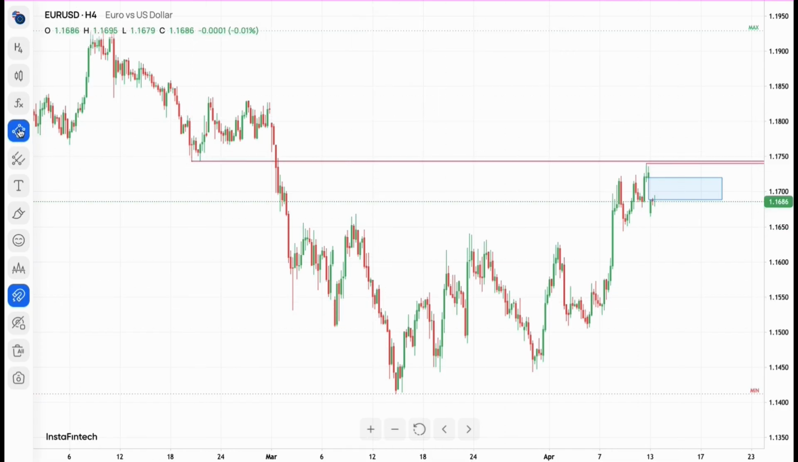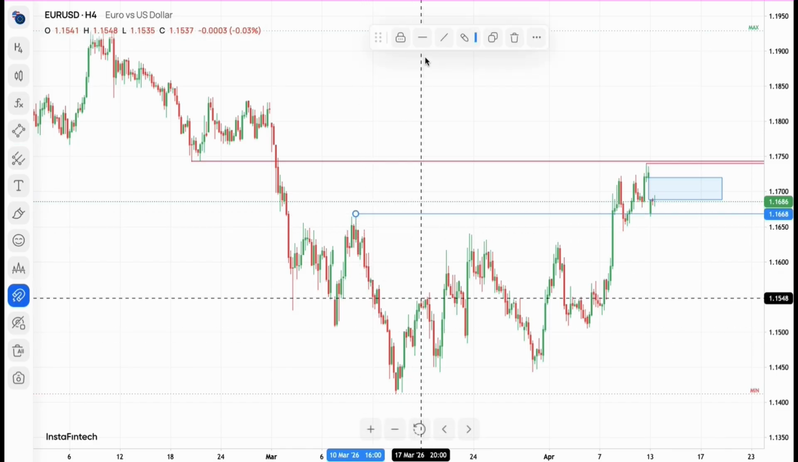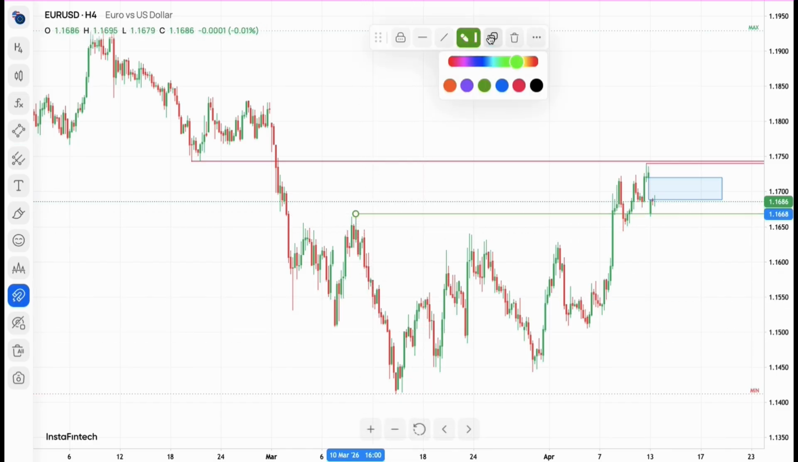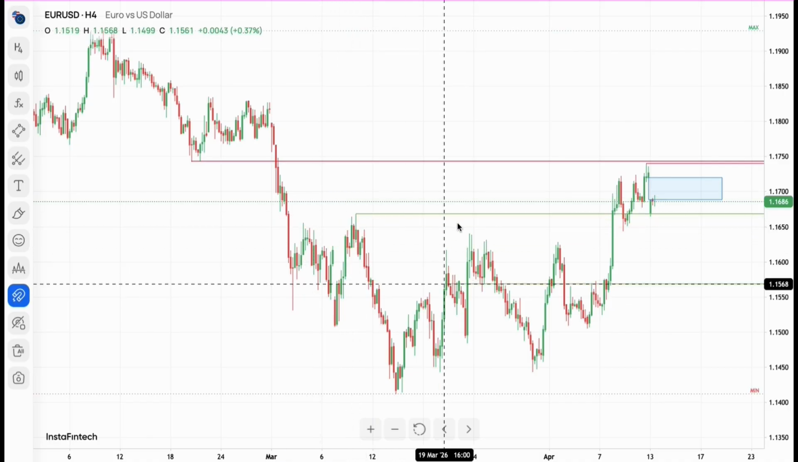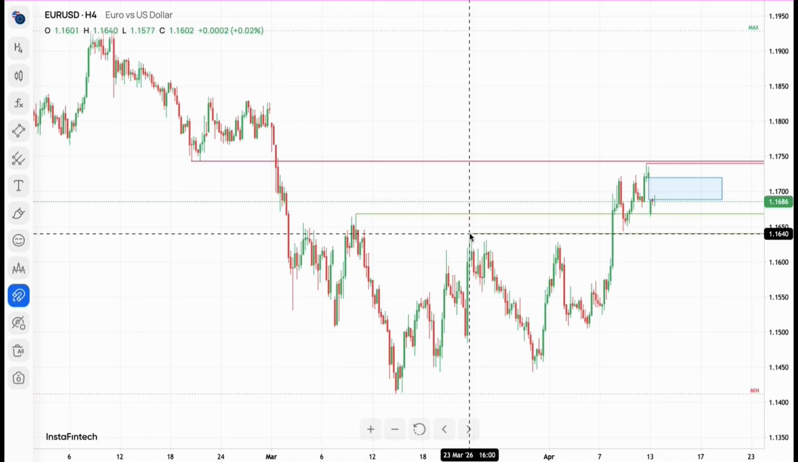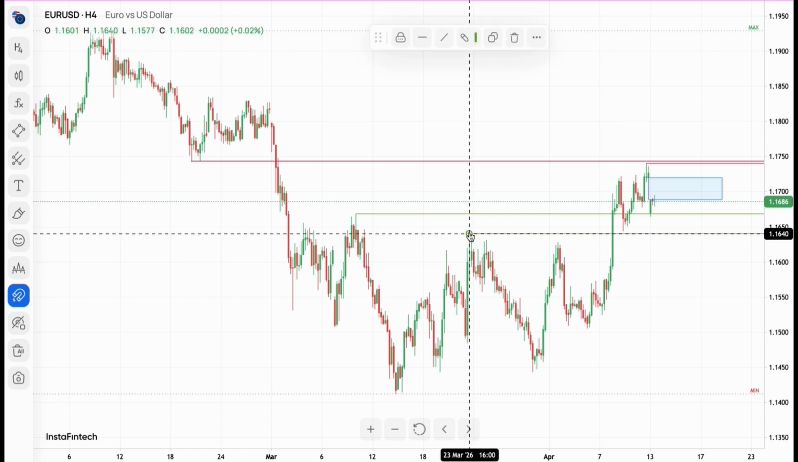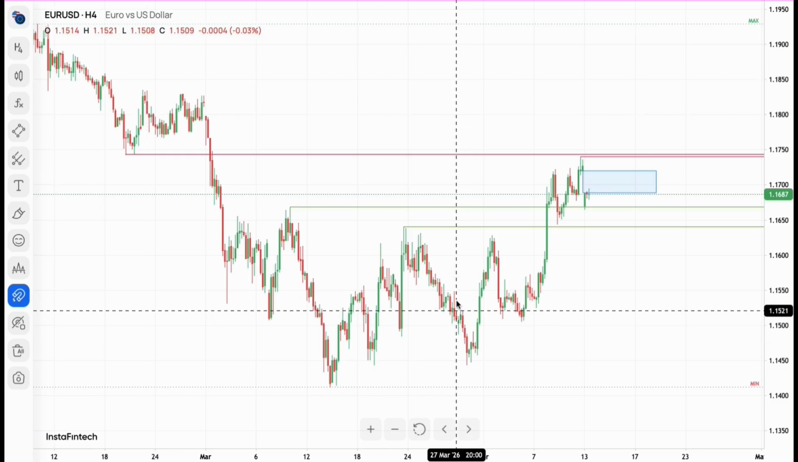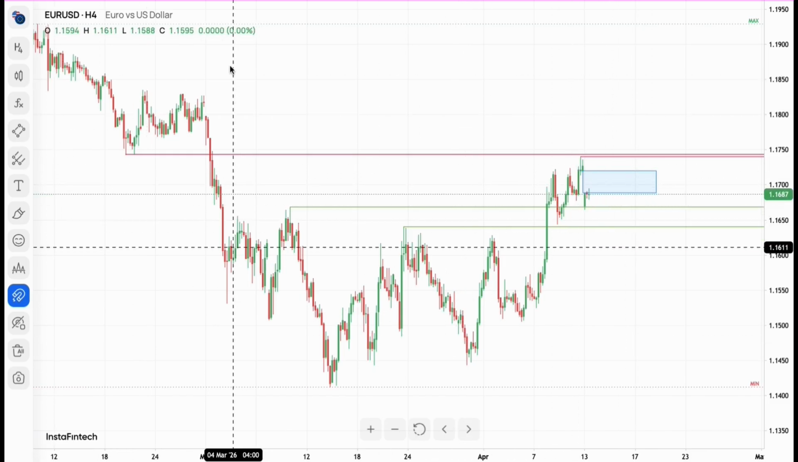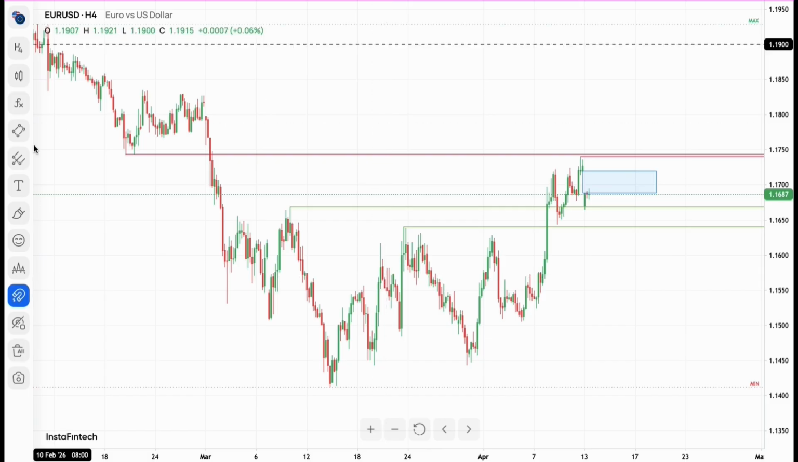Now, technical support for that situation is located here. There's one, and the second one is located a little bit lower, roughly around this level here. Has it been tested? Almost this level here, right? So that's the technical support, 1.1640. So not a very big gap to the upside. It might be covered very quickly without any problem.